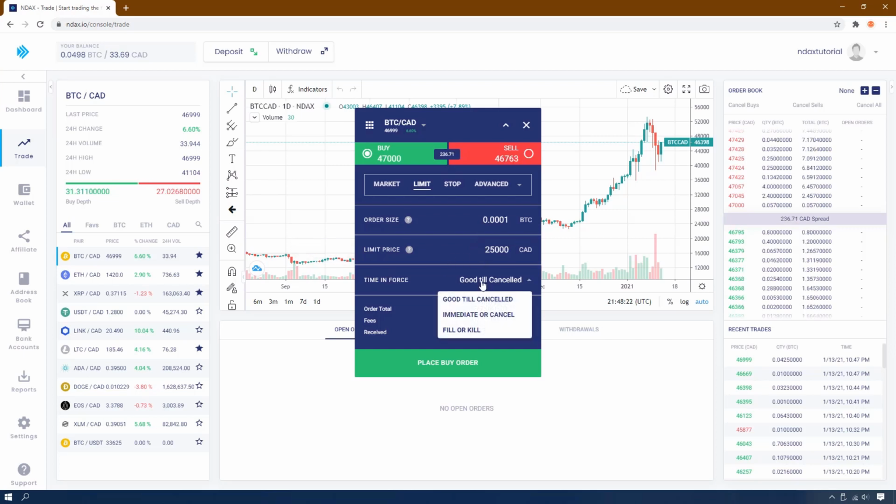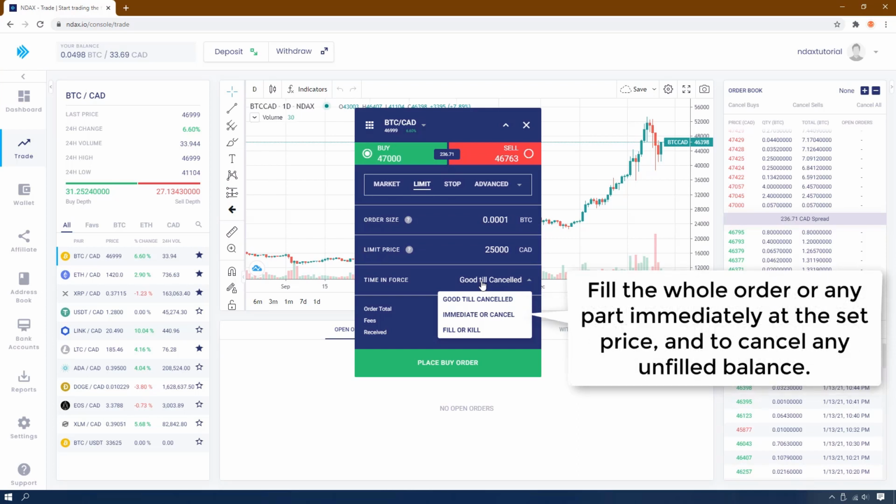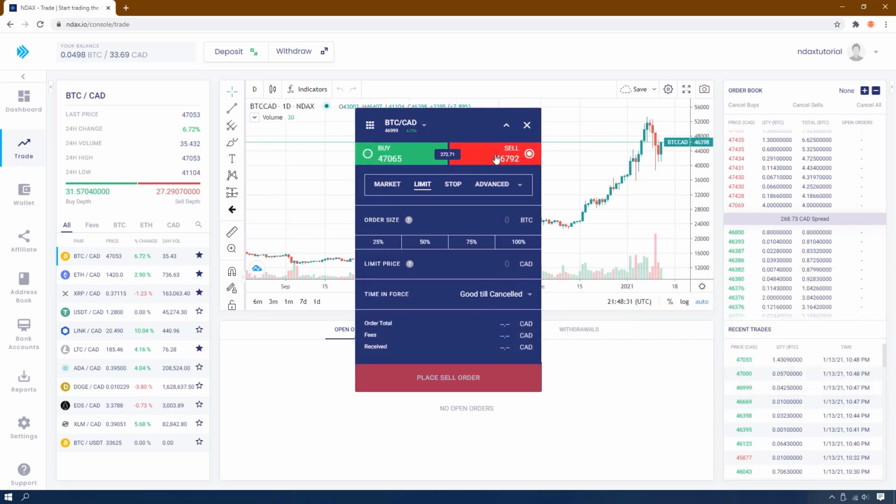The Time in Force setting specifies how the order should be filled when the time comes. So, Good Till Cancelled asks to keep buying or selling the wanted amounts until the order is filled completely. Immediate or Cancel asks to fill the whole order or any part immediately at the set price and to cancel any unfilled balance. Fill or Kill asks to fill the entire order immediately at the set price or cancel it if not enough is available. Same things can be said about sell limit orders.